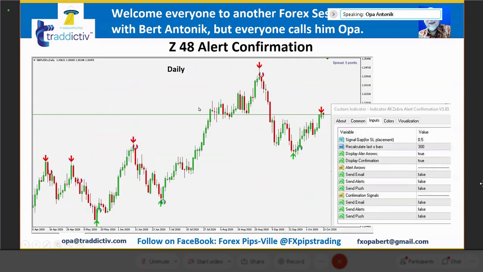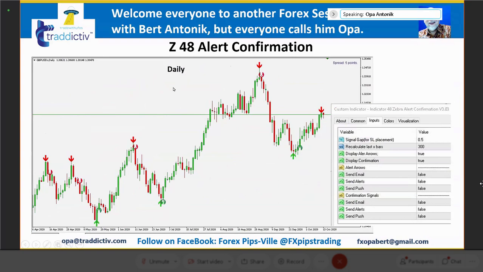Okay, now here's our old friend. This is one of the very first indicators that I showed way back months and months ago. It's got to be 6 to 8 months ago, beginning of the year. This is your alert with the alert confirmation. And this you see is daily chart.